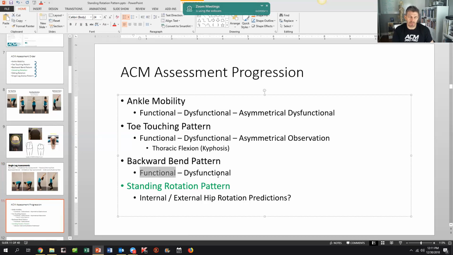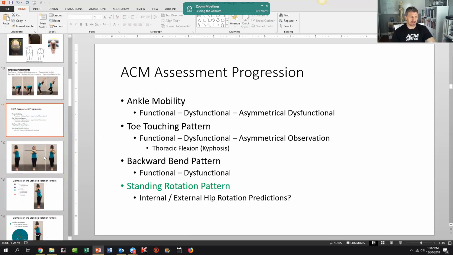Remember, toe touching, we're not really assessing asymmetries, but you can observe that. Same with the backward bend. It's a little more challenging to observe an asymmetry in the backward bend unless you're looking at the shoulder flexion, and the shoulder flexion we talked about. So again, the standing rotation pattern builds on the last three assessments, and it's giving you a better predictor and a way to validate what you're seeing in the other patterns.